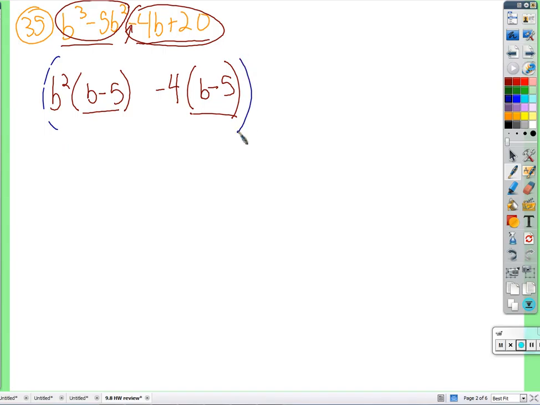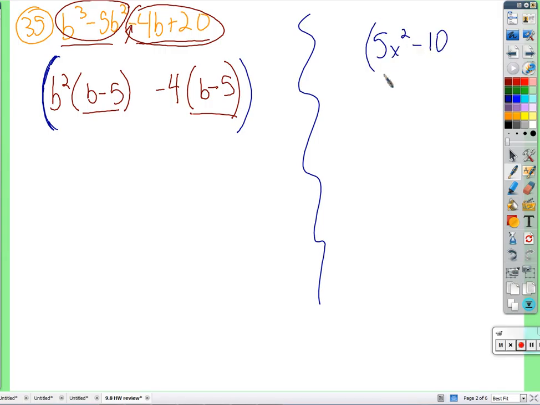Let me give you something unrelated. Just like if you had 5x squared minus 10, you're going to take a 5 factor from both of these terms, right? Take it outside the parentheses, does that make sense? Undistributed. So we're going to take a 5 outside here, leaving x squared minus 2. We're going to take a 5 from that one and a 5 from that one, so that's what's left.